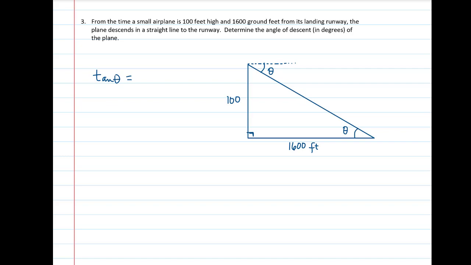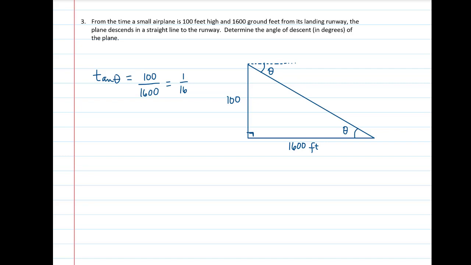And the reason I use tangent is because I have the opposite and the adjacent side, right? And if we set it up, we get 100 divided by 1,600. Now, of course, you can simplify that if you like, but this is equal to 1/16. You want to look at it that way. Tangent of theta is 1/16, but that's not the answer. We want to find theta.